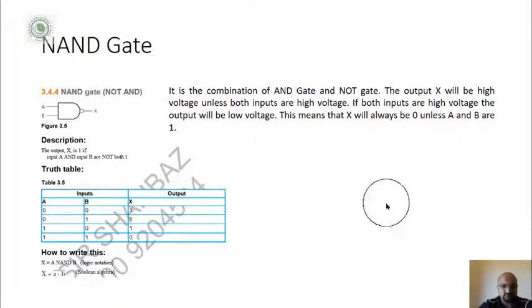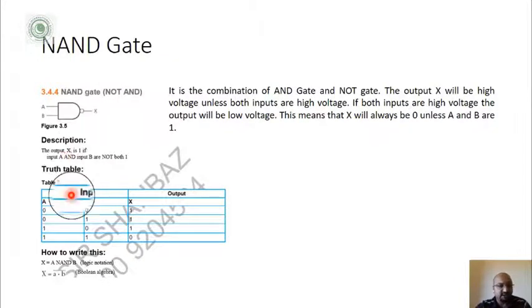As we know, this is a combination of two gates. This is the AND gate here, and this is a small dot here. A small dot means it is a combination of two: one is the AND gate and another is the NOT gate. As you can see, here it is a NOT gate. This dot will be taken as a NOT gate.